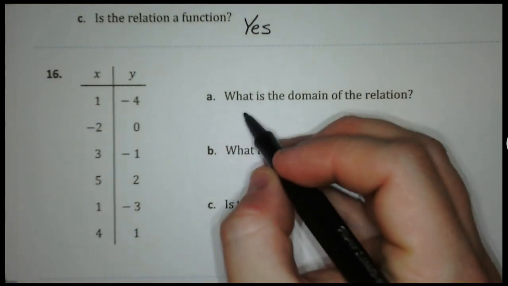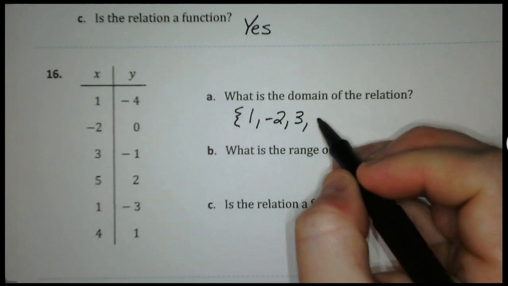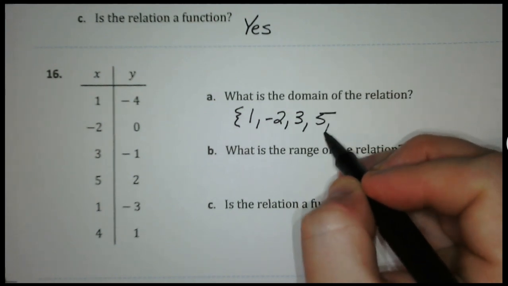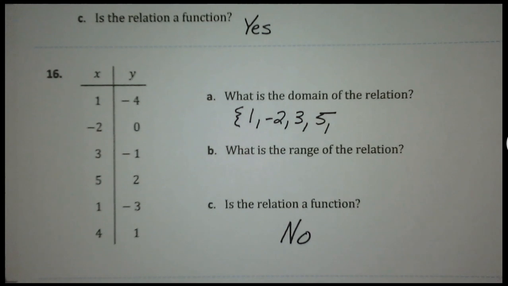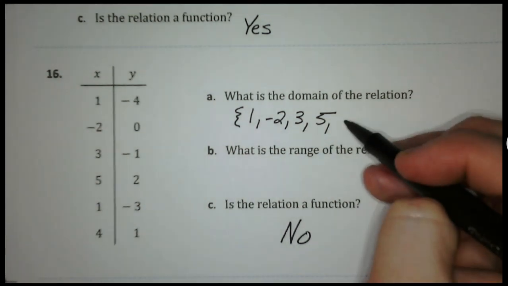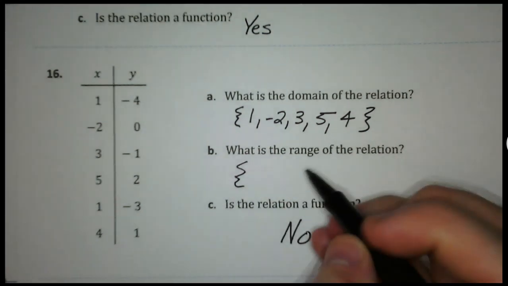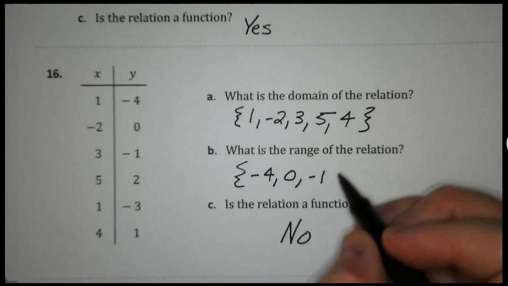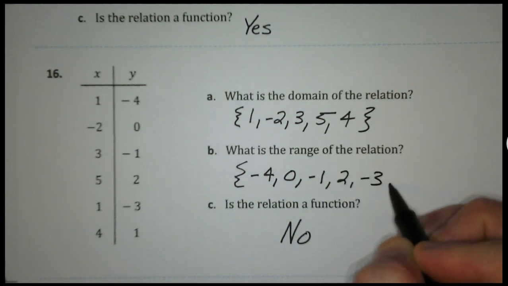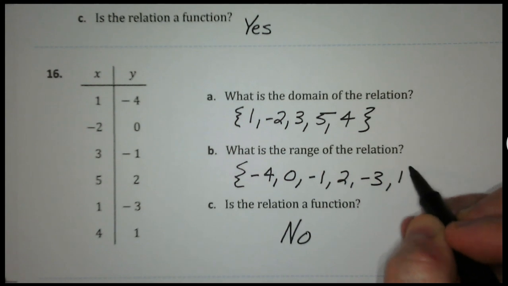So the domain is just all the x's, right? 1, -2, 3, 5, 1 again, which means this is not a function. And we also have a 4. And the range is -4. It's just all the y's. As long as you remember what domain and range mean, these are like the easiest questions ever.